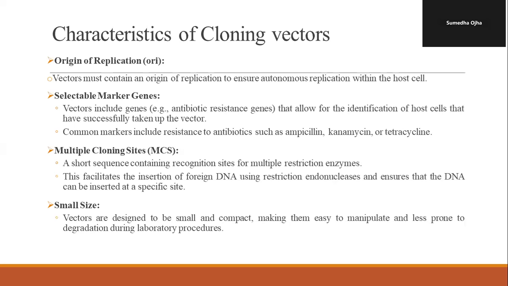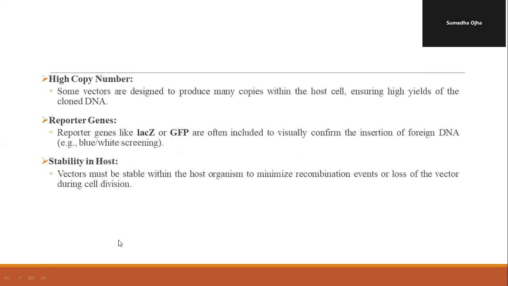The multiple cloning sites have the recognition sites for multiple restriction enzymes. They must be small in size so that they can be easy to manipulate. They must have high copy numbers. High copy numbers ensure high yields of cloned DNA. They should have reporter genes. They are used to visually confirm the insertion of foreign DNA.